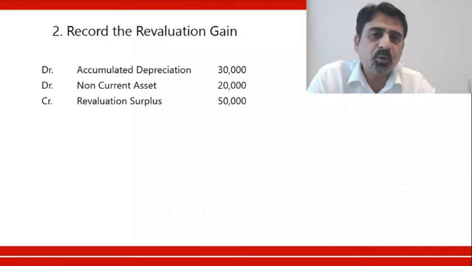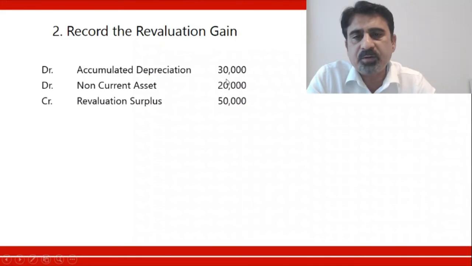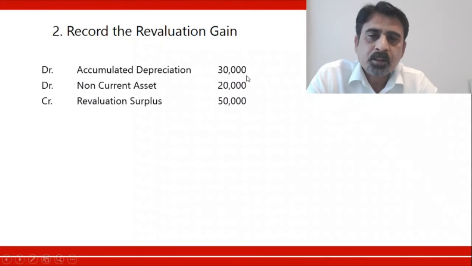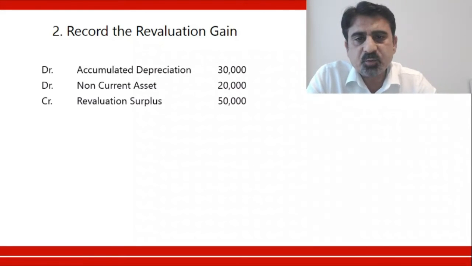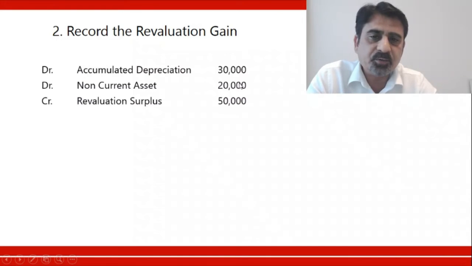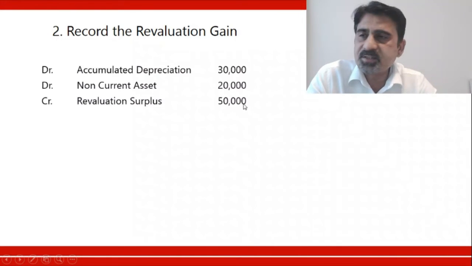Previously we were doing credit accumulated depreciation. Now we do debit accumulated depreciation. The asset original value was 100,000. Fair value is 120,000. The difference is 20,000. You debit it and credit revaluation surplus.